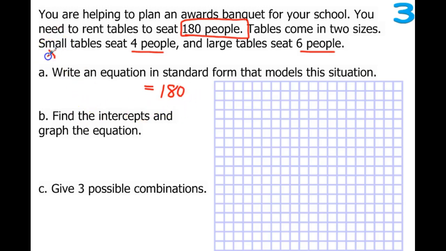I'm going to say small tables are represented by x and large tables are represented by y. So we don't know how many small tables, but we know they seat 4 people. So 4 people times the number of tables, x, would give us small, plus the number of large tables. There's 6 people at each, but we don't know how many. So I'm going to say times y, the number of large tables. So 4x plus 6y would give us 180.